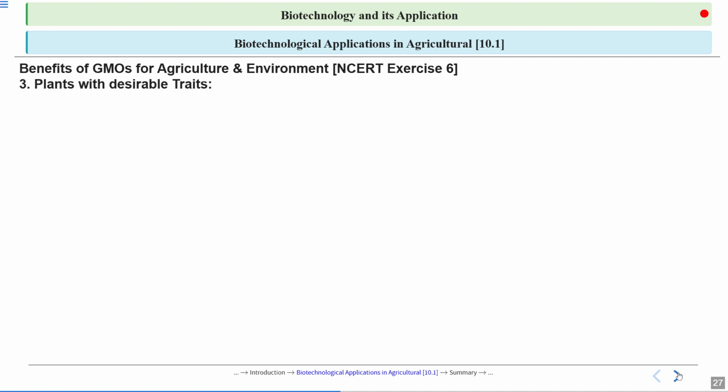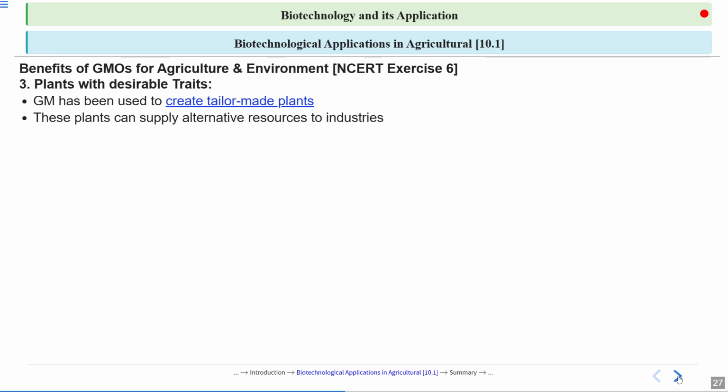Now, along with that, what can we get? We can get plants with desirable traits. Genetically modified organisms have been used to create tailor-made plants. We can incorporate traits which we want in our plants. These plants can supply alternative resources to industries also. Resources include starch, fuels, and pharmaceuticals. What could those resources be? Those resources could include starches, fuels, and even pharmaceuticals.